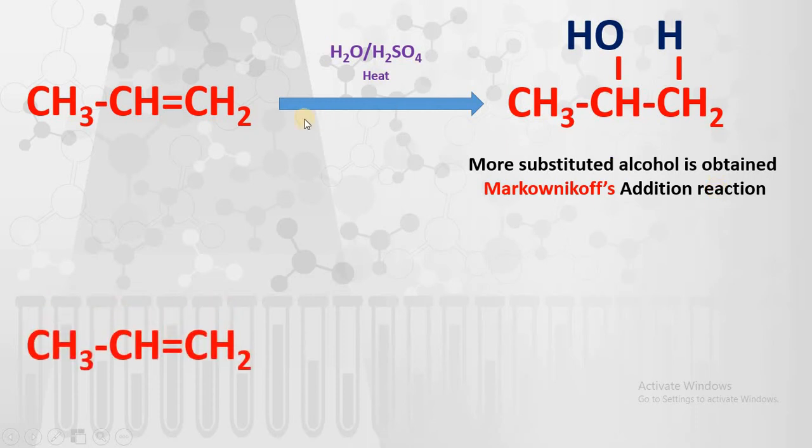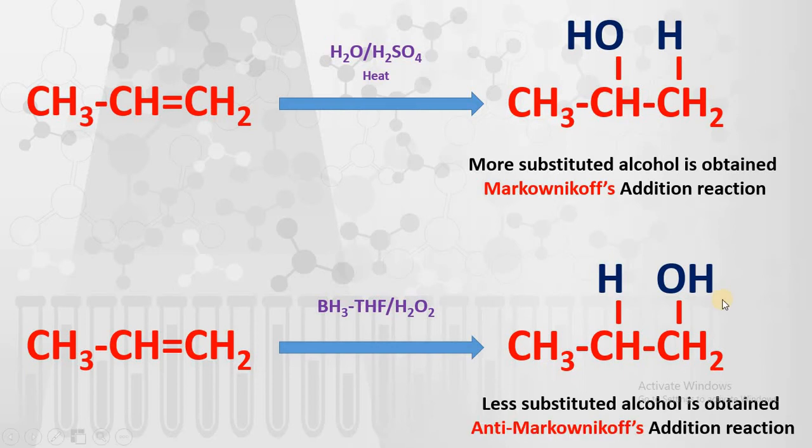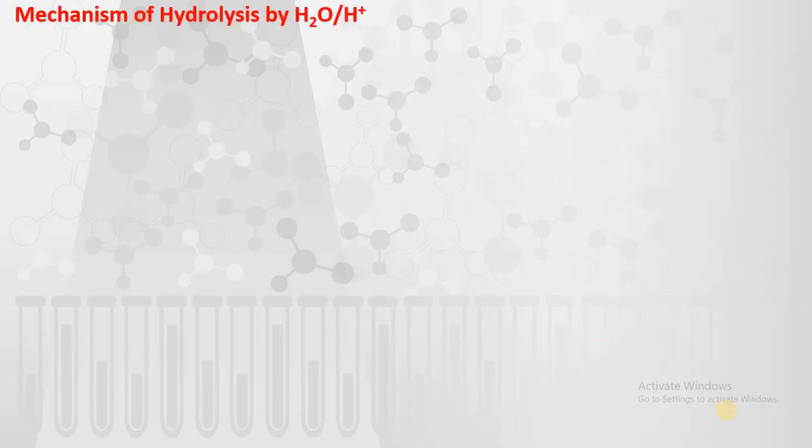And the second reaction with the same propene we are going to see, but with a different reagent. BH3-THF/H2O2 gives you the less substituted alcohol. This reaction is nothing but the anti-Markovnikov's addition reaction. How this acid hydrolysis takes place, we will see through this mechanism.